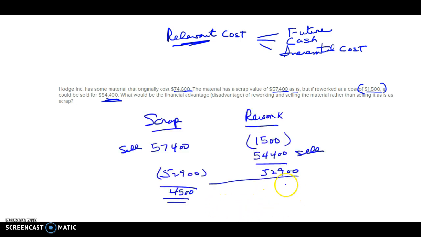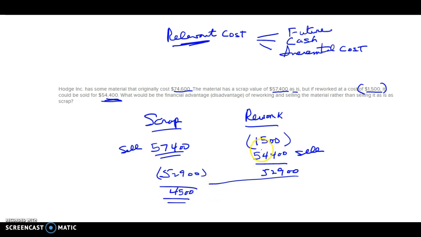Okay, here we are. We're back. We've ground out some numbers here. Under the scrap alternative, we can sell the product at $57,400, and that's it. Under the rework, we can resell it for $54,400, but it's going to cost us $1,500 of additional work. So that's a subtract. So our net advantage there is $52,900. Our overall advantage is a $4,500 advantage under the scrap alternative.